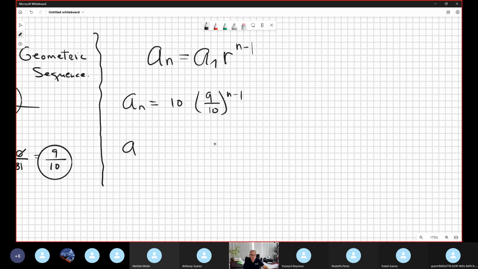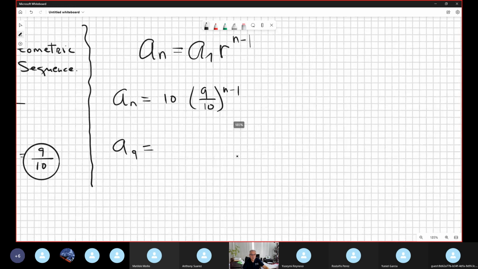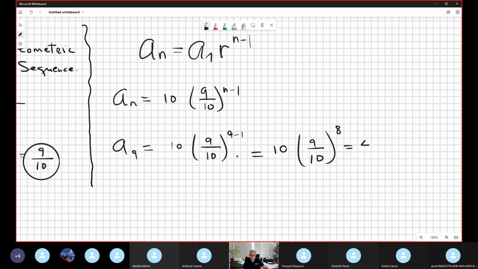Suppose I want to compute A sub 9. It's a big number, I suppose. Okay, so 10 times 9 over 10 raised to the 9 minus 1, which is 8, raised to the 8 power. I put it in the calculator because it's too much. The answer is 4.304671 and, no, 21, sorry, 21. And fraction.